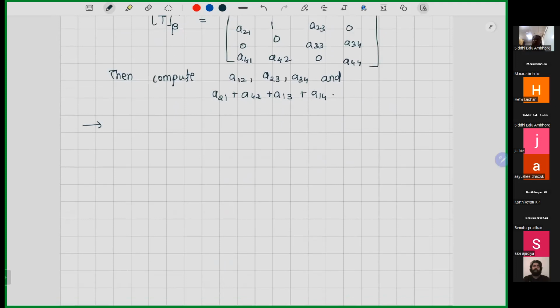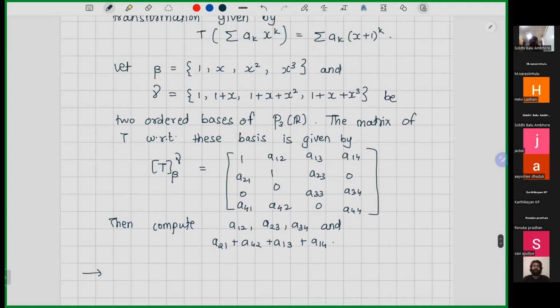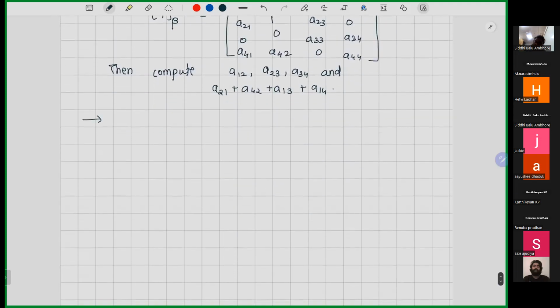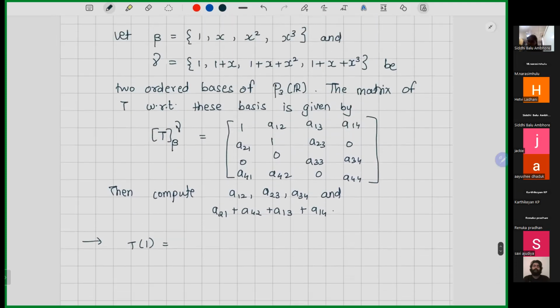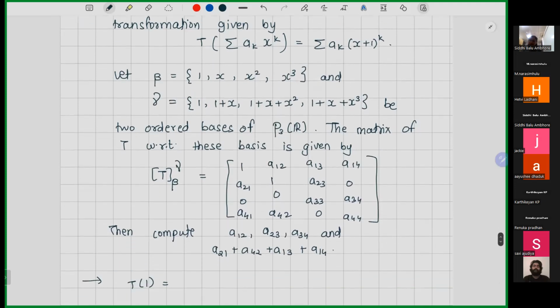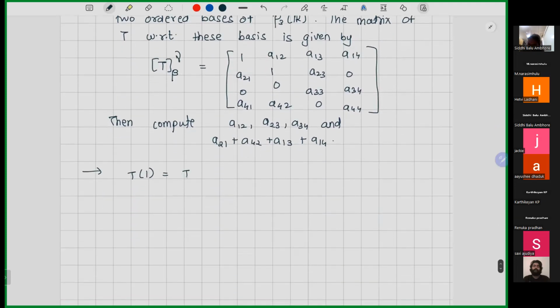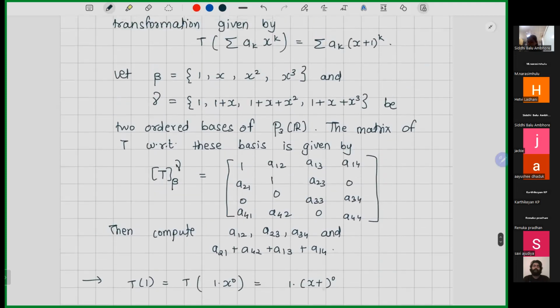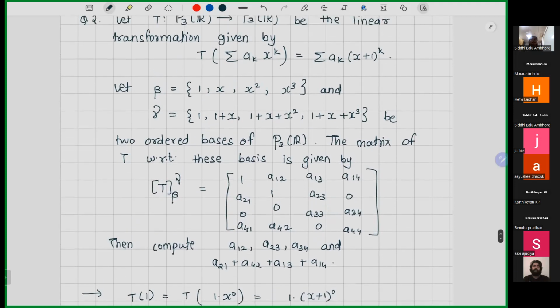So now we have beta equal to 1, x, x square. So I want to compute T of 1, T of x, and T of x cube, and I have to express them in terms of the elements from gamma. So let us write T of 1. So what is T of 1? T of 1 is, if I want to write it like this, T of 1 dot x^0, and it is 1 dot (x+1)^0. Okay? I hope you understand this, right?